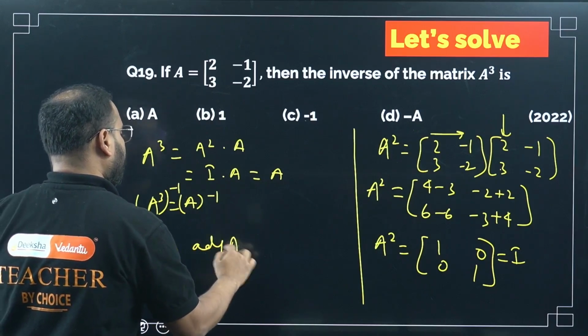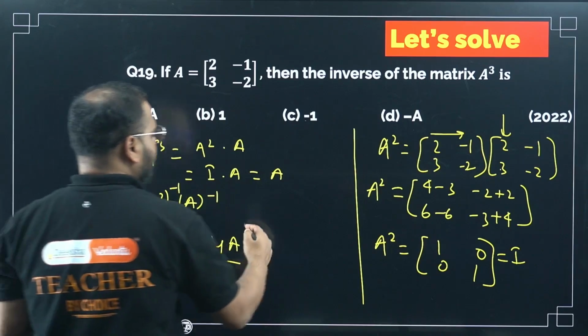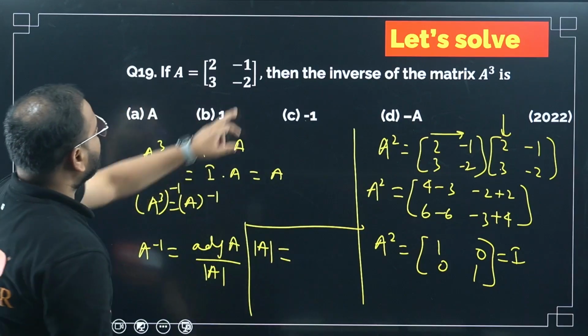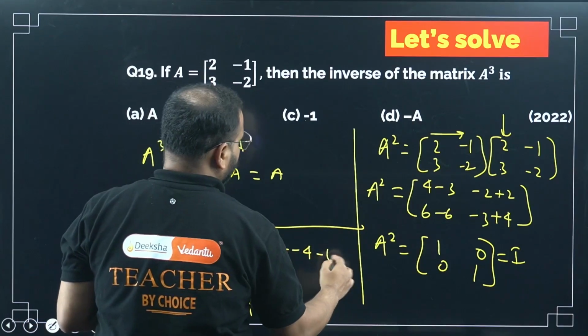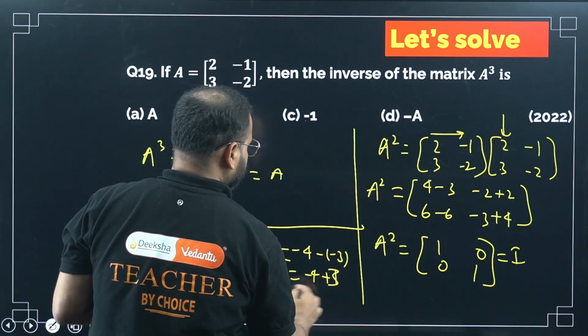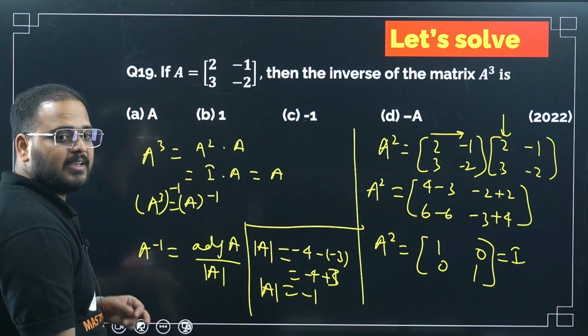Adjoint of A upon determinant of A. What is my determinant of A? Find it here, please. Determinant of A will be minus 4, minus of minus 3. So minus of minus 3. How much is that? Minus 4 plus 3. So minus 1. Determinant of A is minus 1.